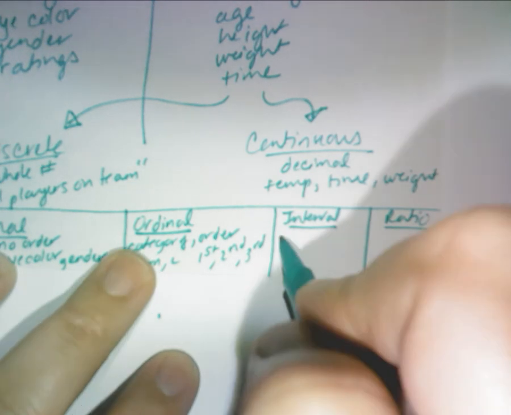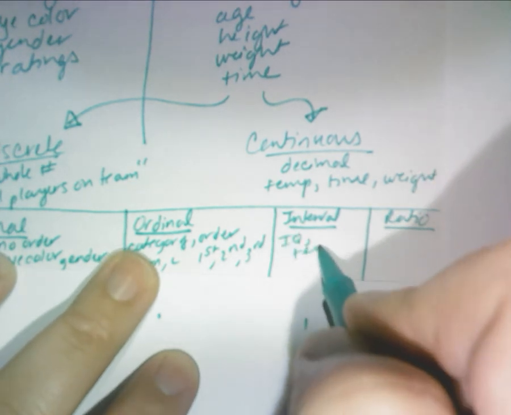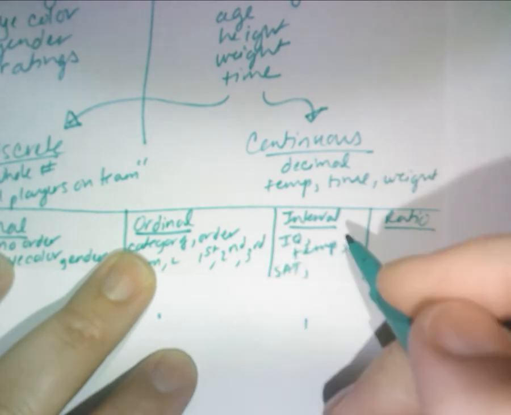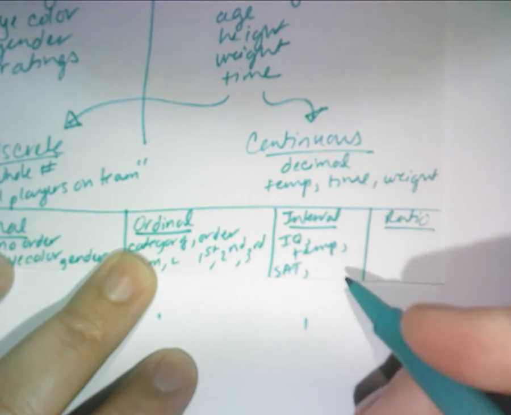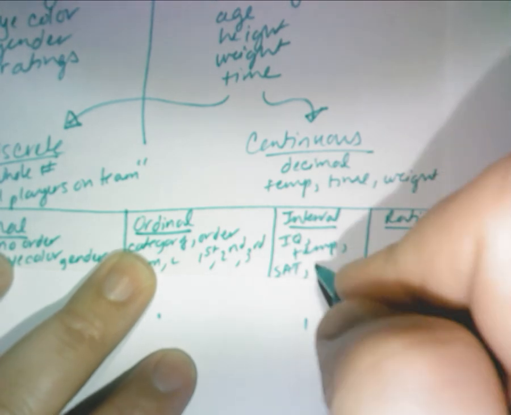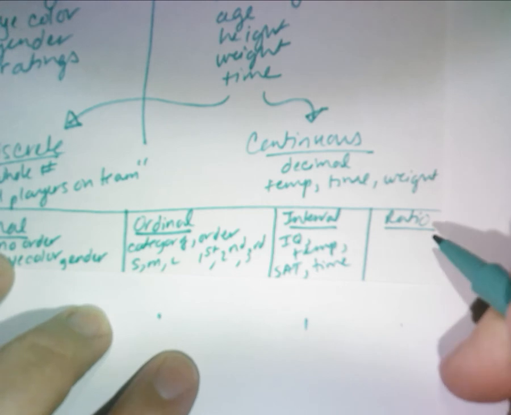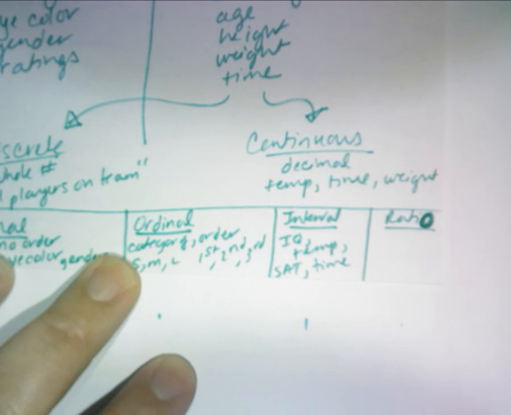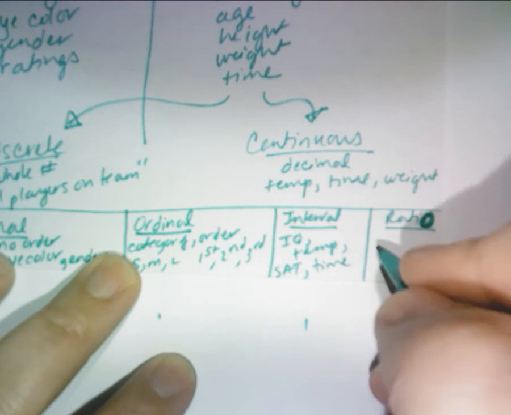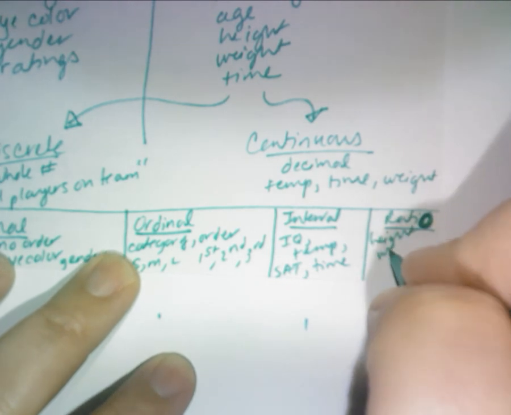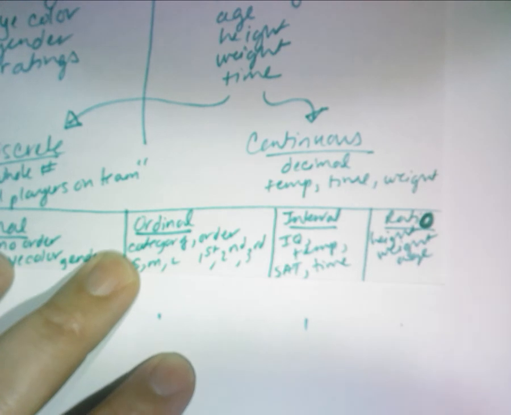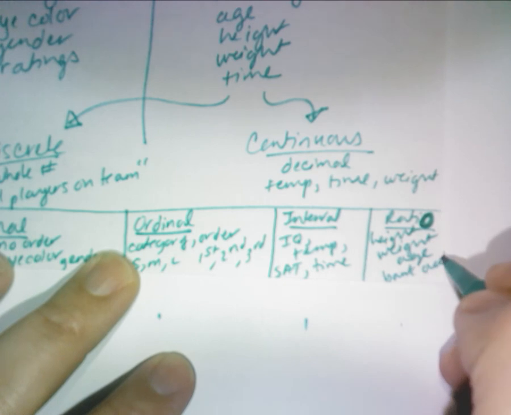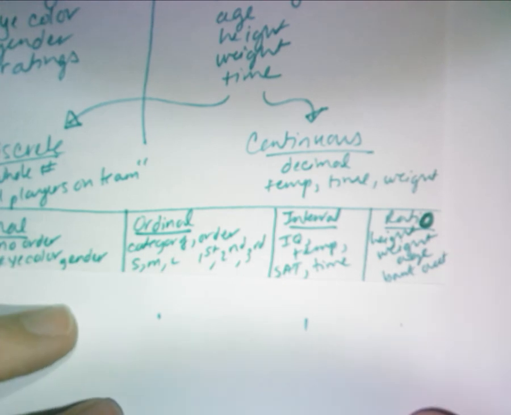Interval. Write down the following. IQ is an interval. Temperature is an interval. Your SAT is an interval. What's the other one that I put at the end as an example that I want you to know is an interval that it doesn't seem like it should be? Time. Okay. Ratio, you can't go below 0. That's why time should be in there, but it's not. You can't go below 0. Height, weight, age, these mean you don't exist. You can't go below 0. Your bank account, but it can go below 0, Minnesota. I don't know. Okay.